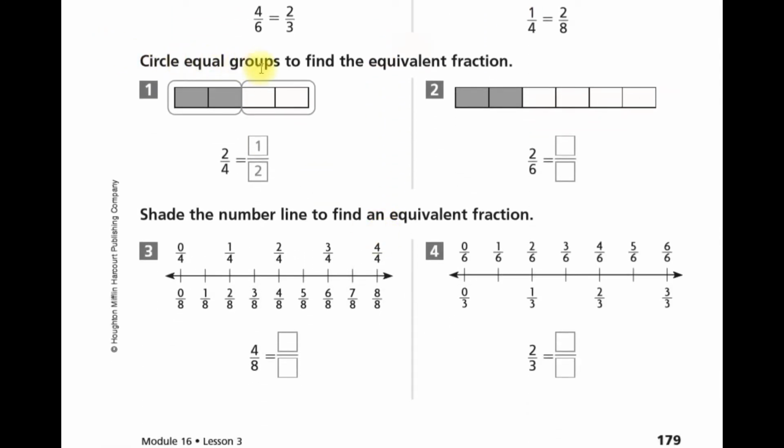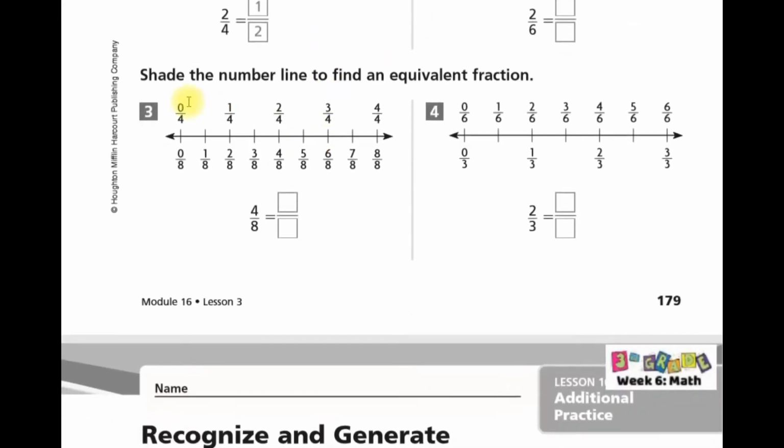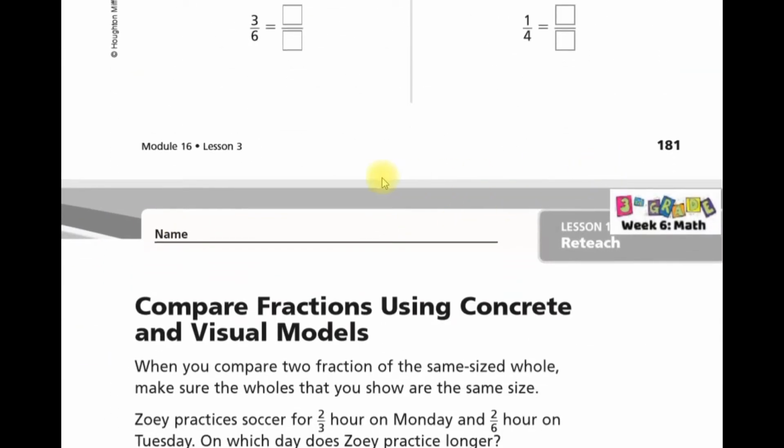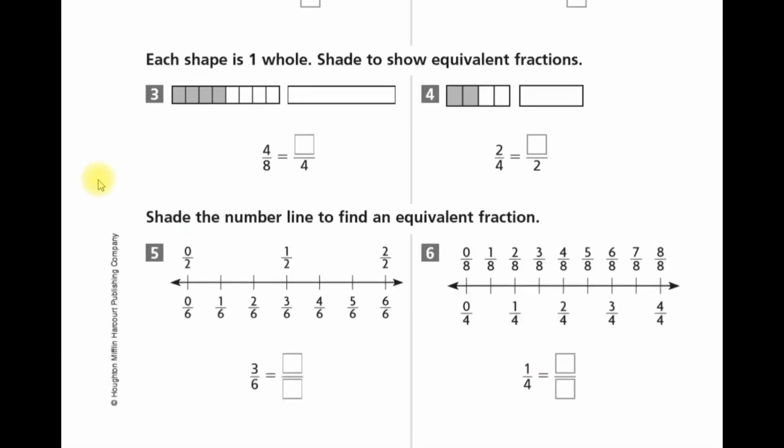Circle equal groups to find the equivalent fraction. Shade the number line to find an equivalent fraction. So I would encourage you to listen to the reading of the words, pause the video as you're working through the assignment. All right, we are now on page 181, Module 16, Lesson 3.